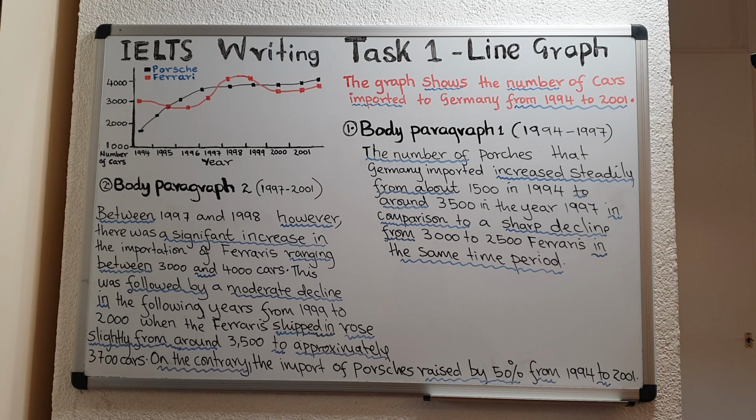And you're going to use the information that you have to write the first body paragraph, and the rest of it you're going to use to write your body paragraph 2. In my case, I have decided to divide the information into two parts. That is from the year 1994 all the way to 1997. And then paragraph 2 is going to be from the year 1997 to the year 2001.